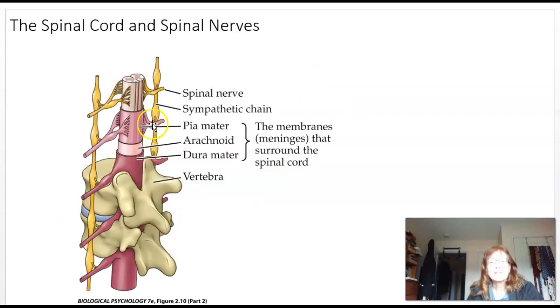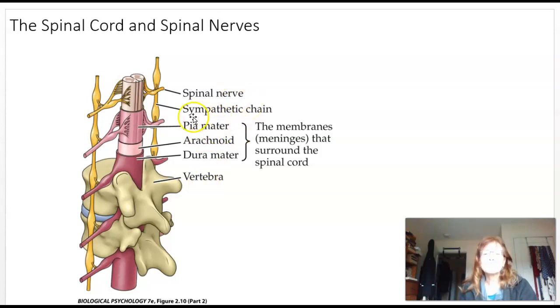Here's another way to look at it. Here's some of the vertebrae, the bony structure that's supporting and protecting the spinal cord. And here you can see some of these spinal nerves running along each side. This is a sympathetic chain, meaning that these particular ones are part of the sympathetic response in the autonomic nervous system. So that's just good to see.